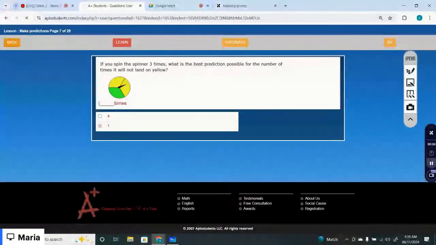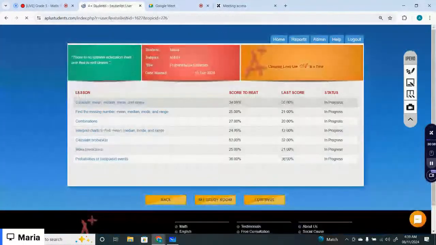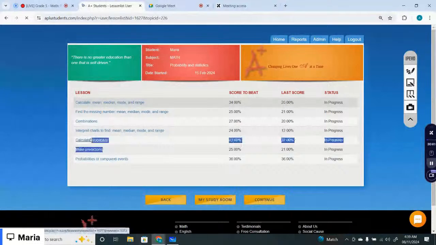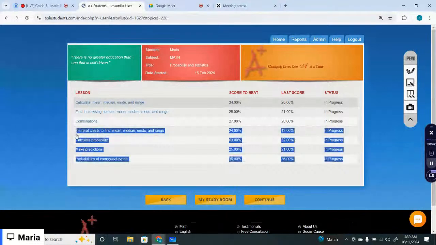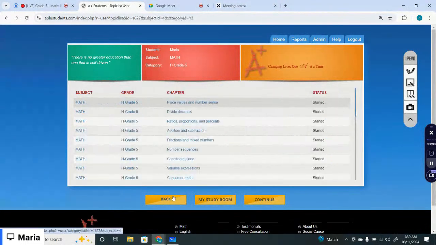So, we were working on grade 5 math. The chapter we are on right now is probability and statistics. The lessons we have covered today are interpret chart to find mean, median, mode, calculate probability, and make predictions. So please make sure before the next session you complete all the practice questions for the lessons we just did. That is your homework until the next session.